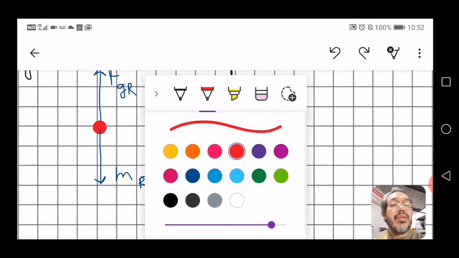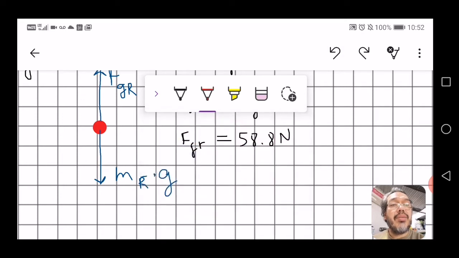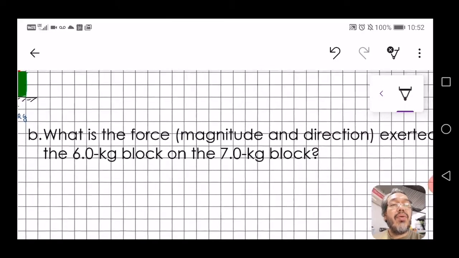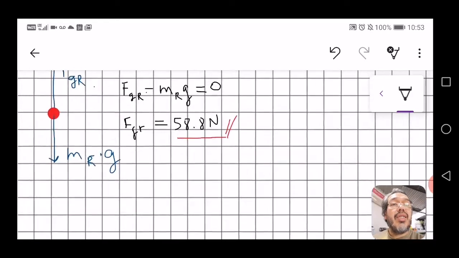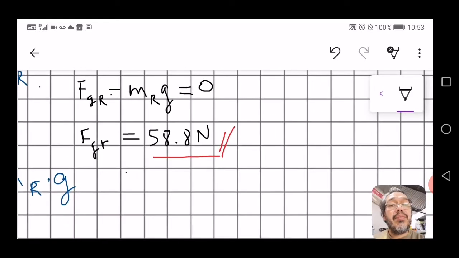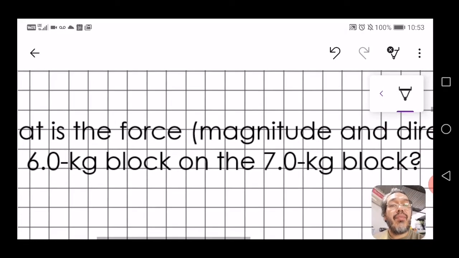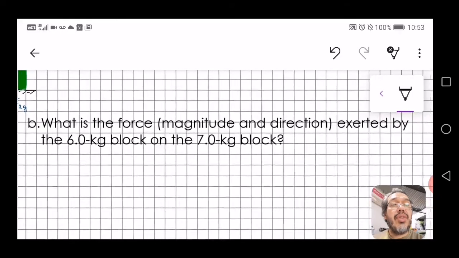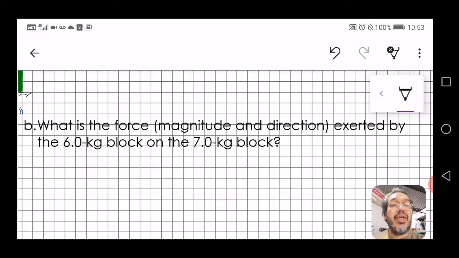How about the second part, part B? They request now, what is the force? Oh, sorry, this is upwards, because of course the green block is supporting the red block. Now, what is the force, magnitude, and direction exerted by the 6 kilogram block on the 7 kilogram block?